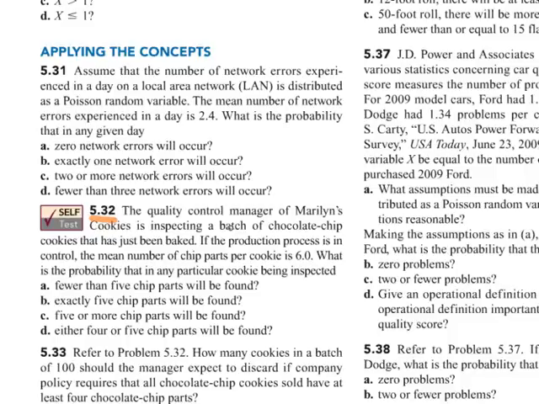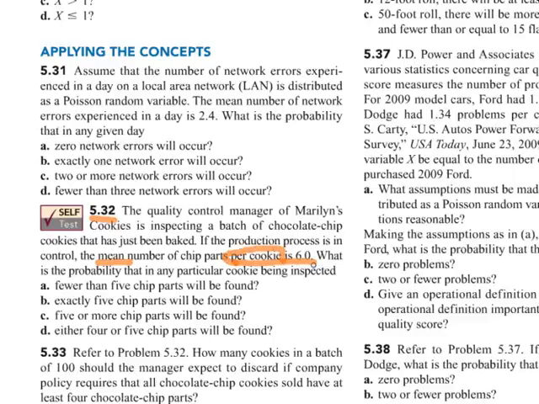It just simply says that there's a manager inspecting a batch of chocolate chip cookies. And it says we're assuming that a mean number of chip parts per cookie is 6.0. See right here, mean number of chip parts per cookie is 6.0.